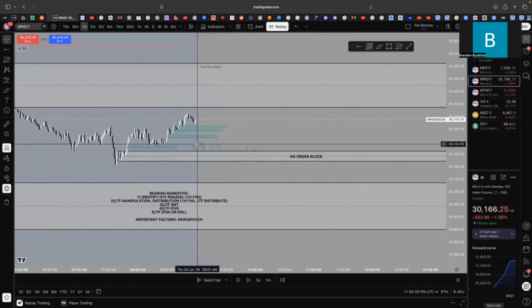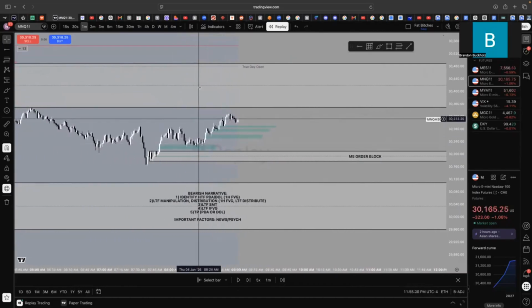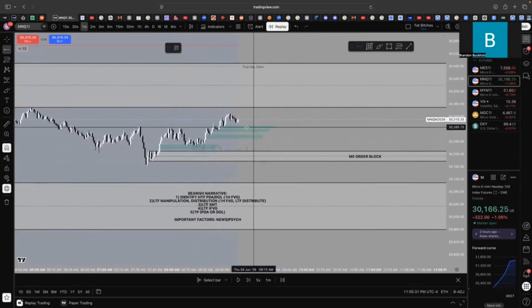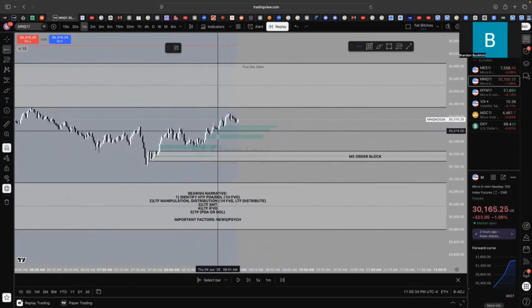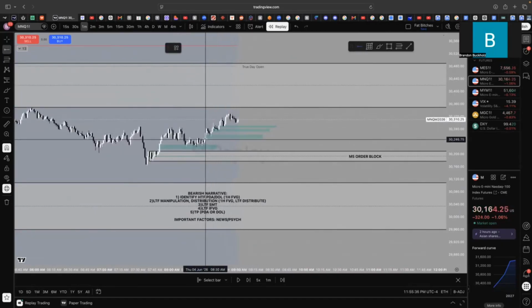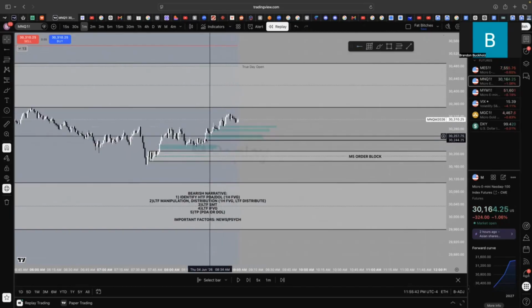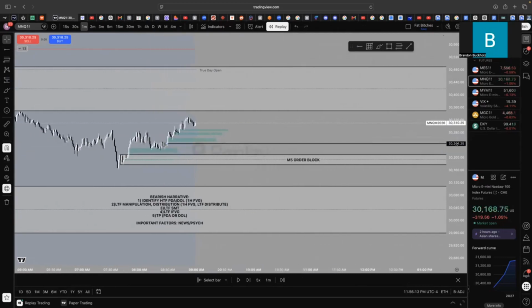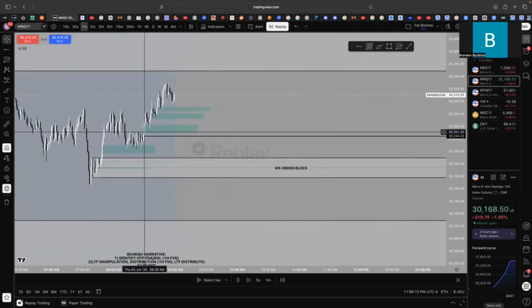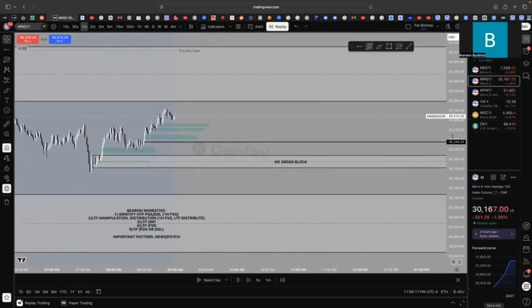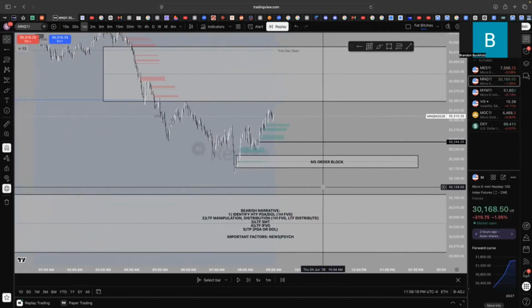So today we had news. It was red folder news. Happened at 8:30 in the morning. So I'm going to identify the 8:30 candle. I'm going to mark out the low, considering the high has already been taken. Okay. Let's see what happens. Let's see what narrative we are going to be following.